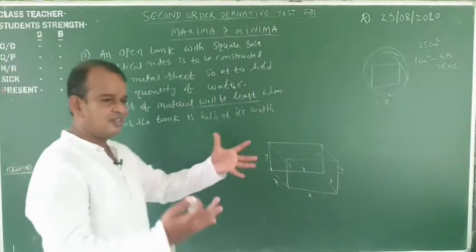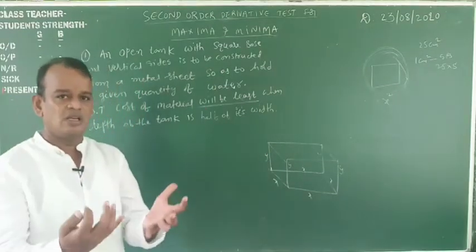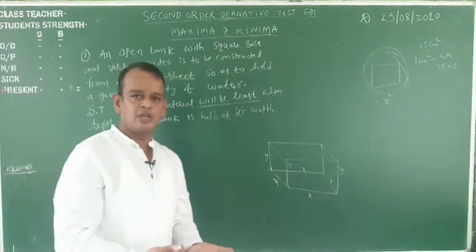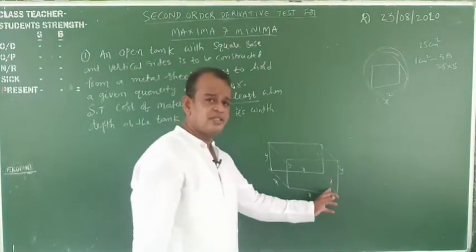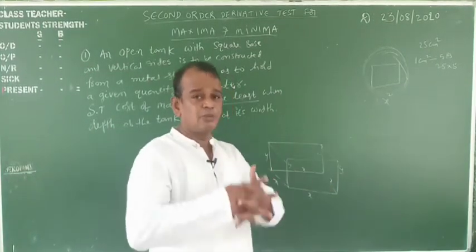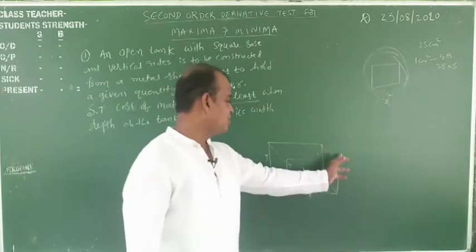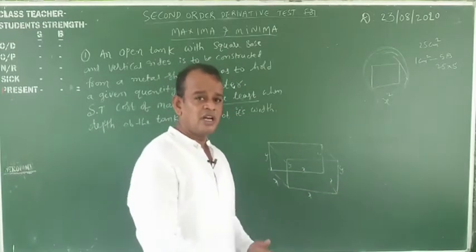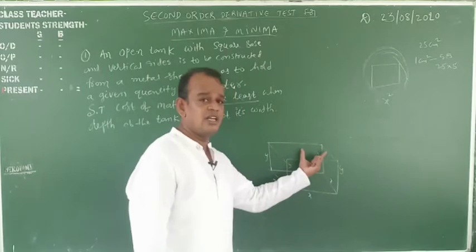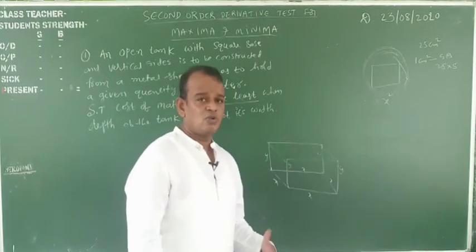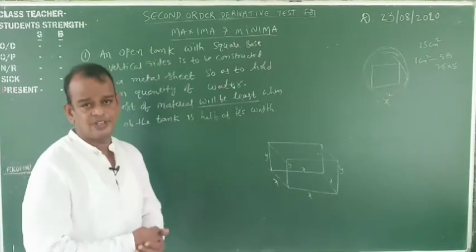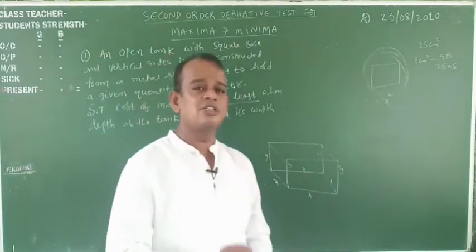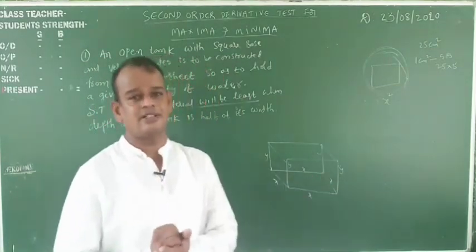Now here the quantity of water held in the water tank means the volume must be constant. What is the volume? LBH. Here length x, breadth x, depth y, height, 100% y. Now area means area of the base plus area of the four sides, the total surface area. Whenever you find the cost, 100% you write the total surface area of the box. This is an open box, it has only 5 sides, my dear friends.